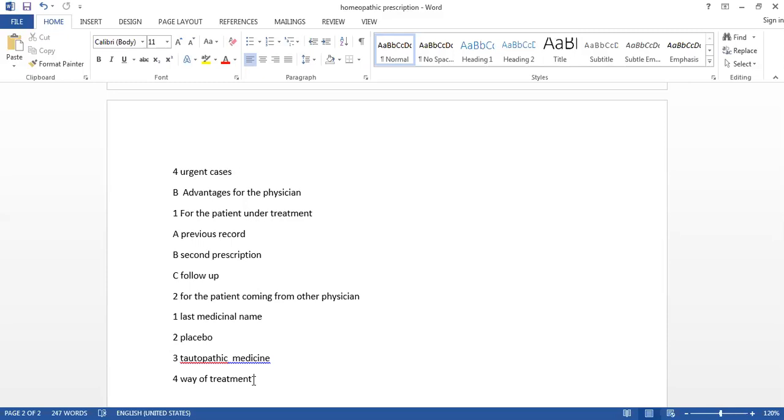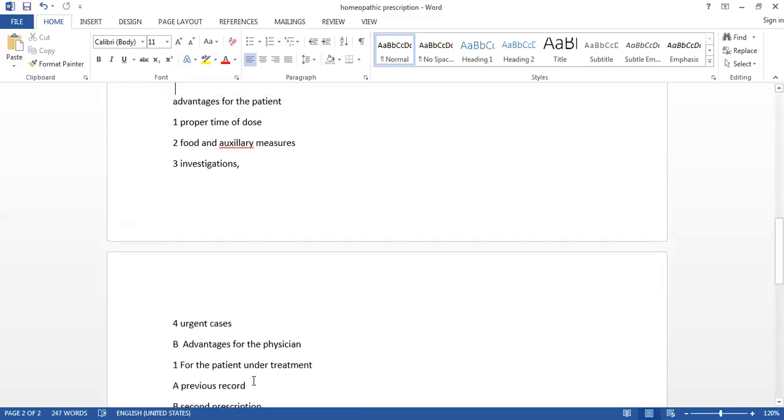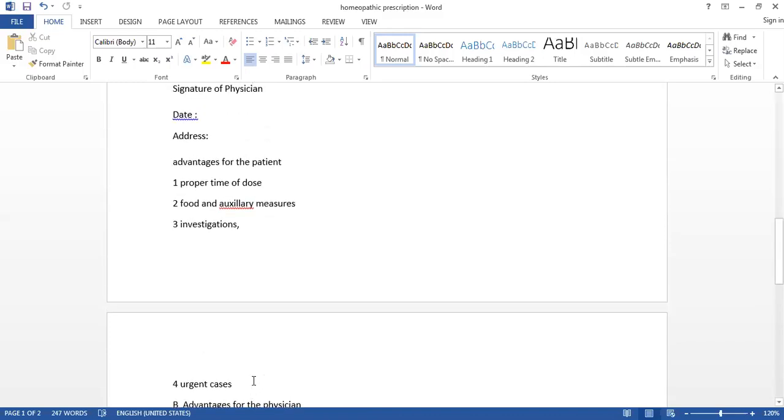So it is necessary to give the prescription to the patient, which bears the legal evidence also. So if possible, give the prescription to the patient so that he can again refer it for the second opinion. So these are the certain advantages of prescription to the patient and for the physician. Again, we will take a short recap of it and then we will see the prescription forms.